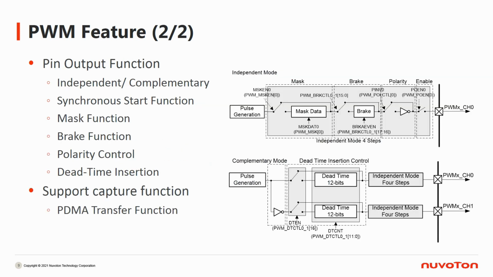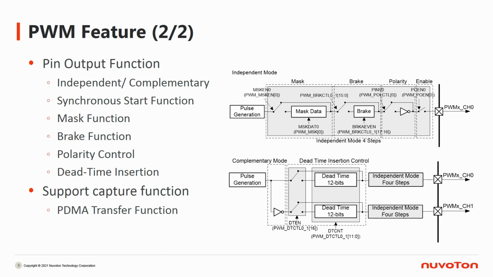For PWM, it supports below-pin output functions. As we mentioned in the former page, the channels could be configured as either independent or complementary. Besides, the 3 counters it has can be configured to be synchronous. After PWM pulse is generated, we can modify it by mask function, break function, and polarity control before it is outputted.